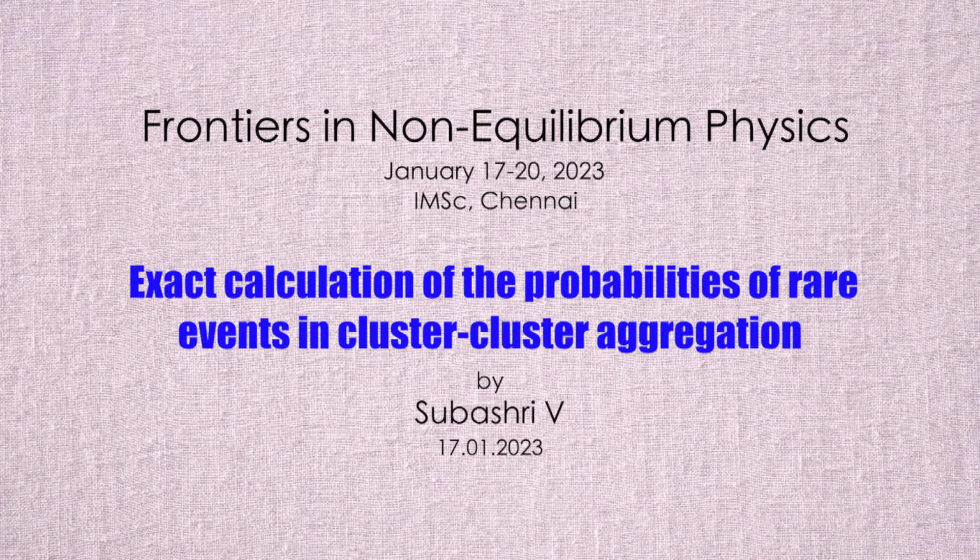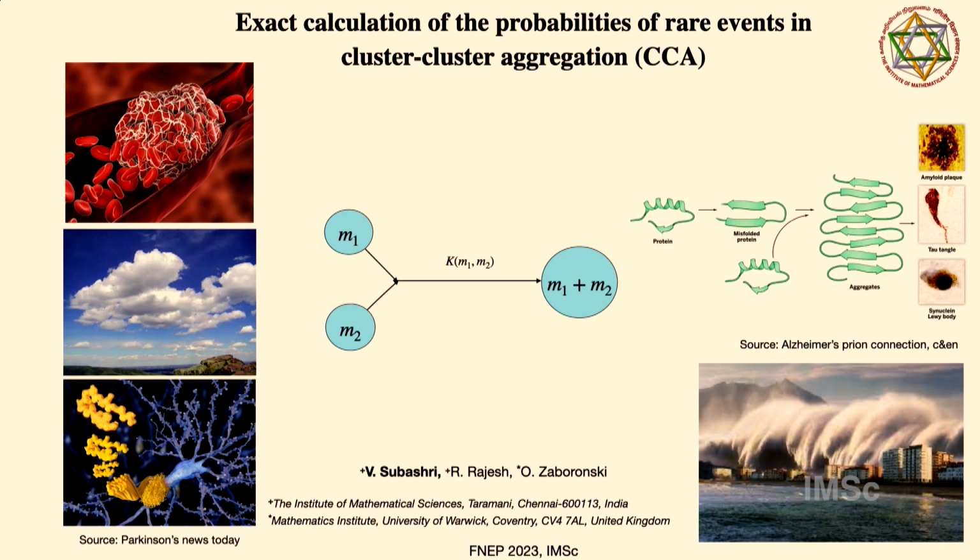So this is work that has been done in collaboration with my guide Dr. R. Rajesh and Dr. Zabronsky. In the title you can see there are two important things that we should notice. One is cluster aggregation, which is our system, and the other is rare events.